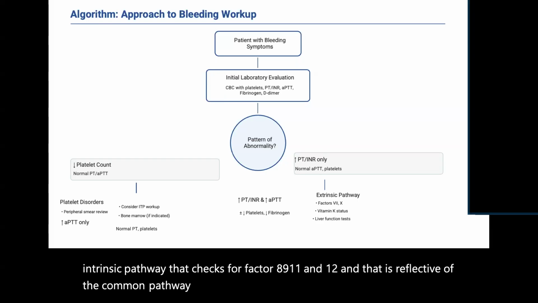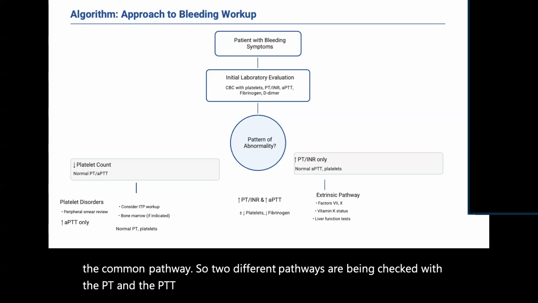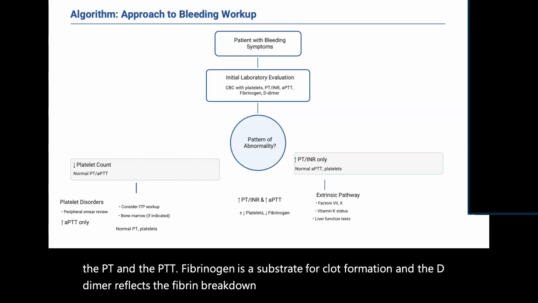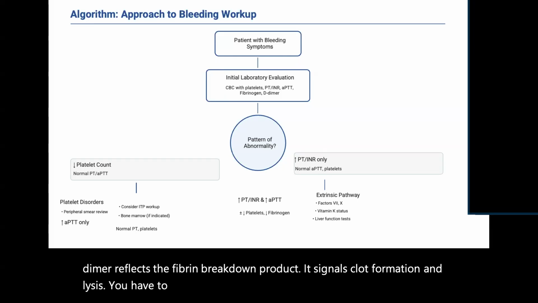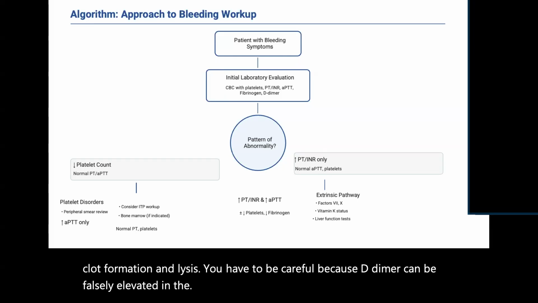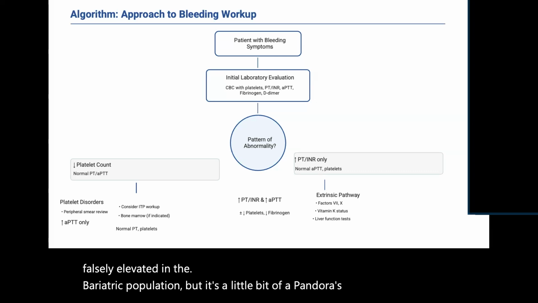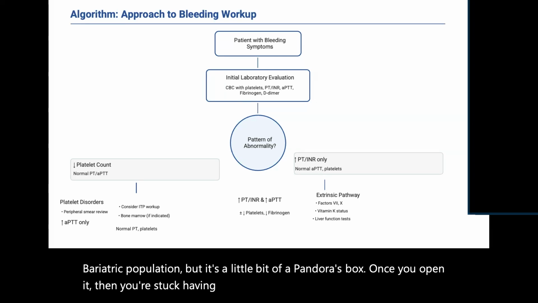So two different pathways are being checked with the PT and the PTT. Fibrinogen is a substrate for clot formation, and the D-dimer reflects the fibrin breakdown product. It signals clot formation and lysis. You have to be careful because D-dimer can be falsely elevated in the geriatric population, but it's a little bit of a Pandora's box. Once you open it, then you're stuck having to chase it.